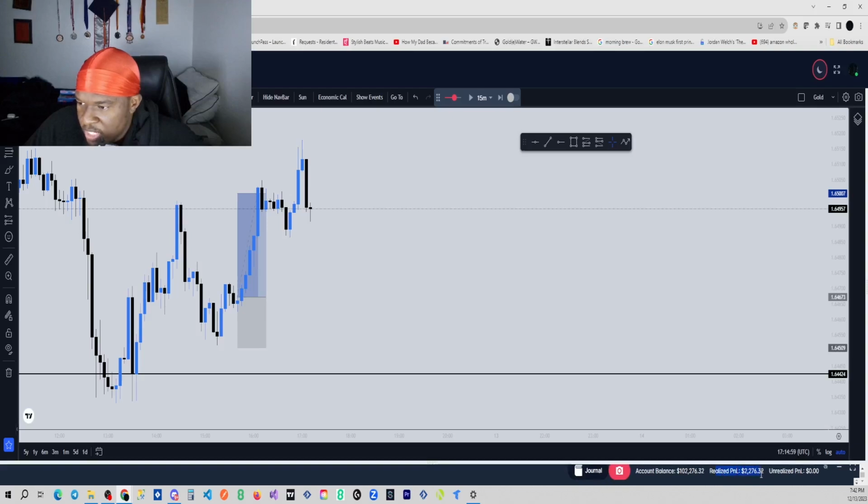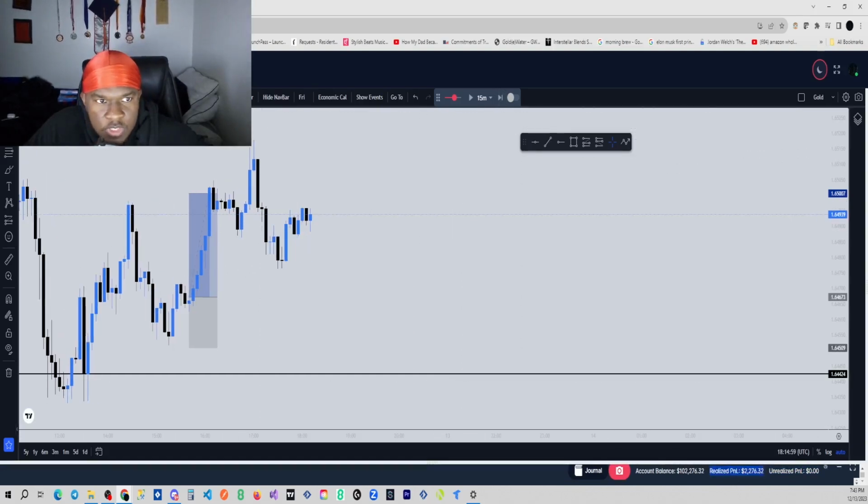So this is our realized P&L, and we have unrealized P&L. Unrealized P&L is just your equity. And then the realized P&L is your balance, the closed equity. All right, the profit. So let's look for another trade.